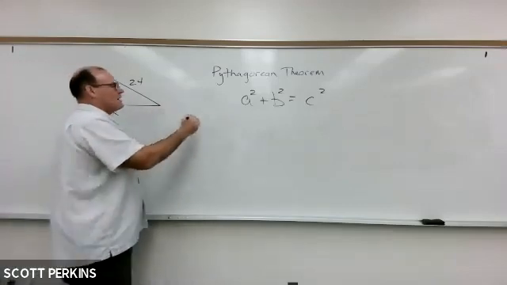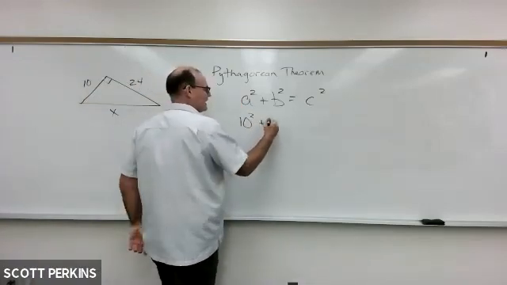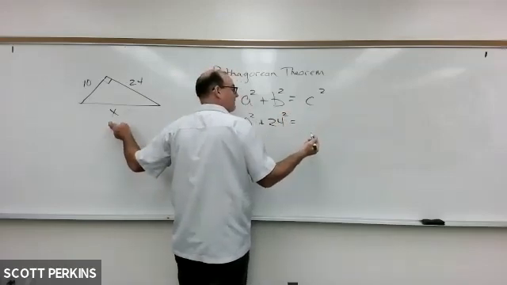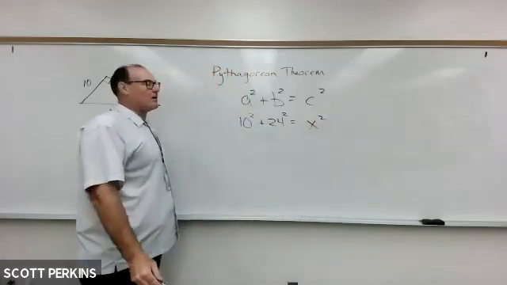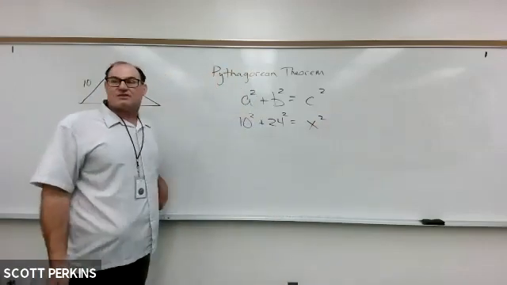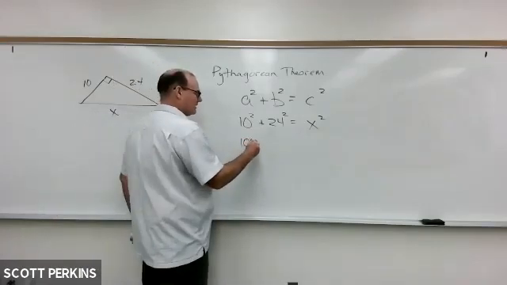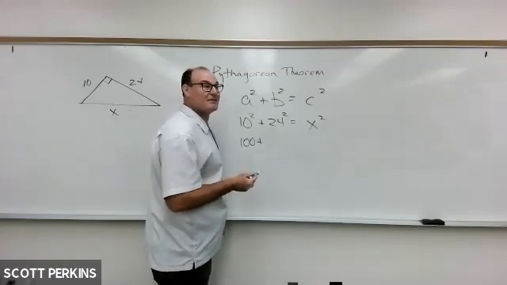Okay, so here goes. My first leg is 10, so I'll square that. My second leg is 24, so I'll square that. My hypotenuse, the side across from the right angle, I don't know, so I'll square that. And then the rest of this is just a calculator problem once you've got the numbers in the right place. So 10 squared is 100, 24 squared is 576.